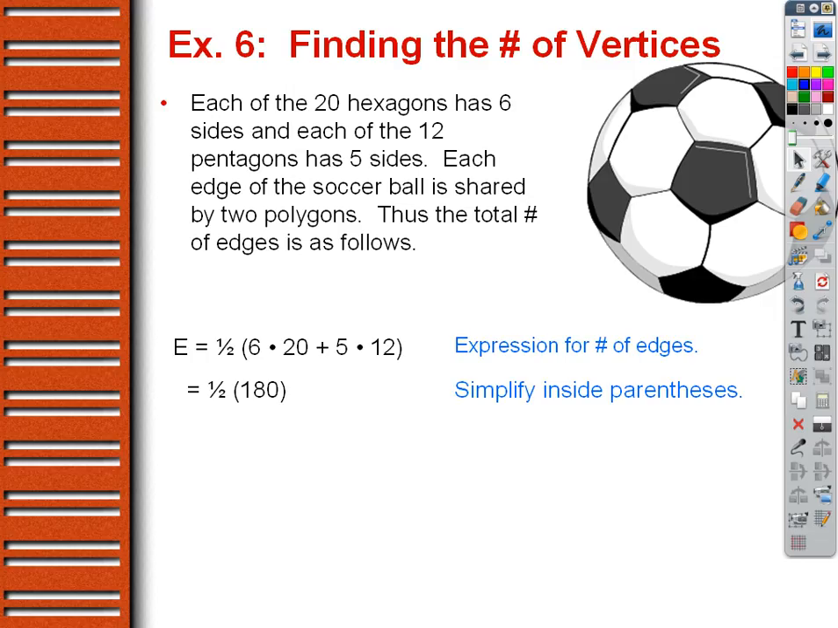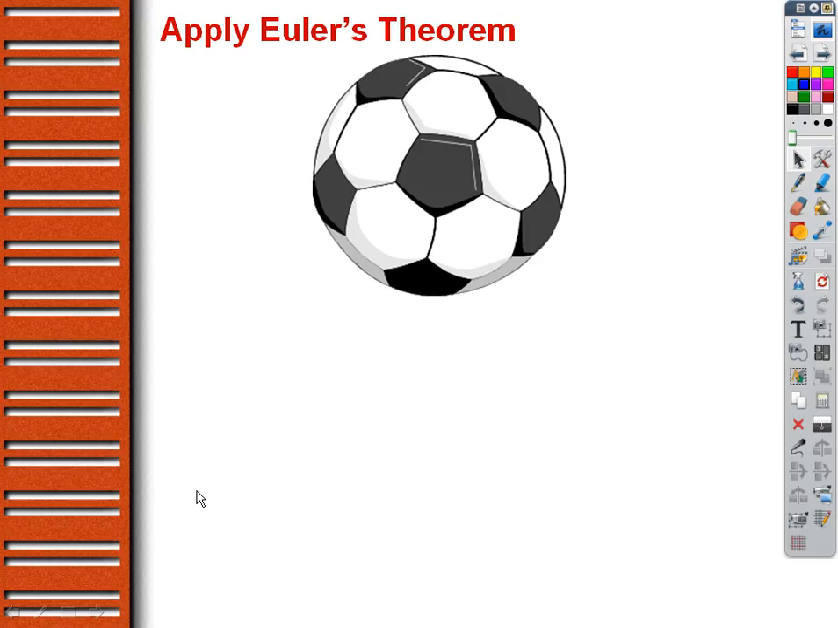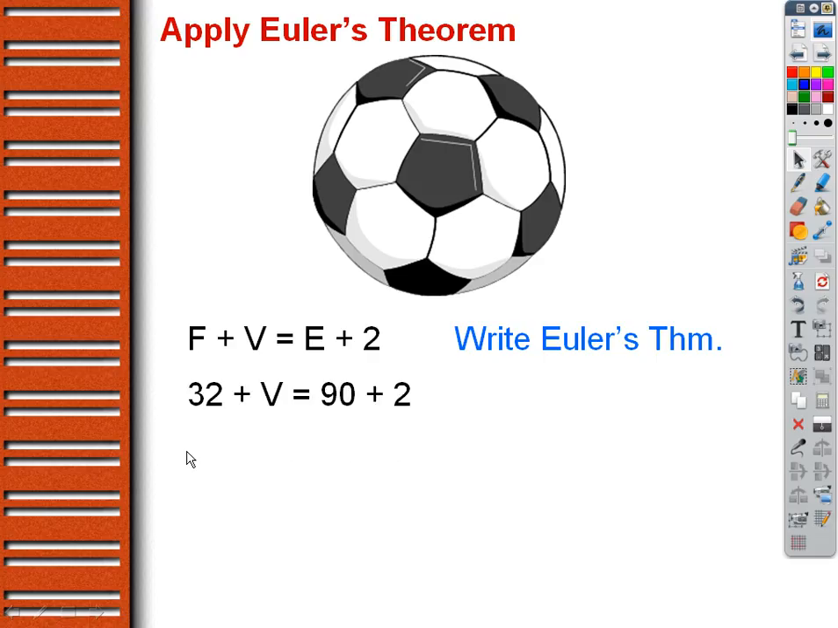So if there are 90 edges, and we already said 32 faces, how many vertices would there be? Well, here's our formula, right? We can apply Euler's theorem. And so we knew faces was, what did we say, 32? Edges was 90. That's easy. 90 and 2 is 92. Subtract 32, what do we get? 60. There you go. Very good. 60 vertices.